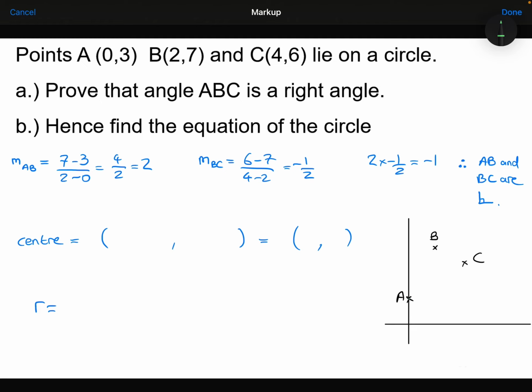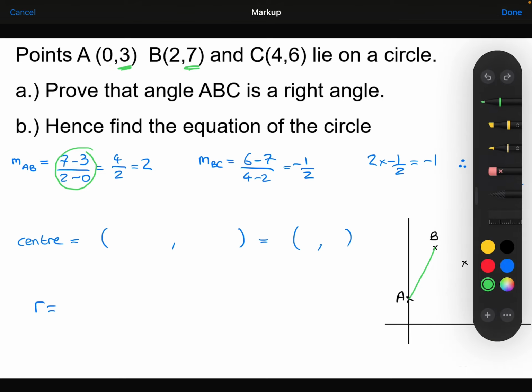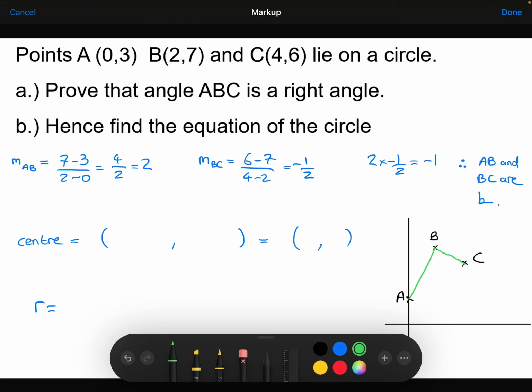What I've done is I've worked out the gradient of AB by doing the change in the y divided by the change in the x. So 7 minus 3 divided by 2 minus 0. And so I worked out that the gradient of AB is 2. The gradient of this line here is 2. I've then done a similar thing with BC. I've worked out the gradients there by doing the change in the y coordinates divided by the change in the x coordinates. And I worked out that the gradient of that line was -1/2.